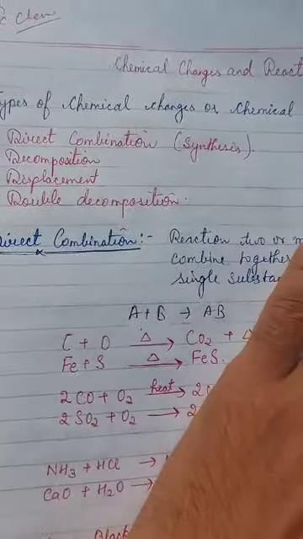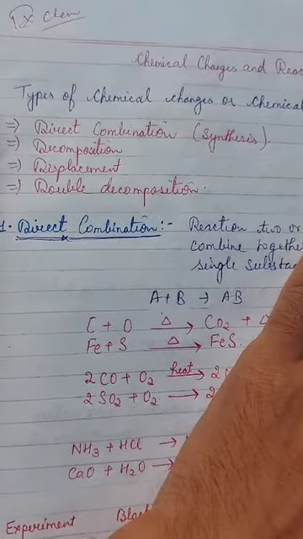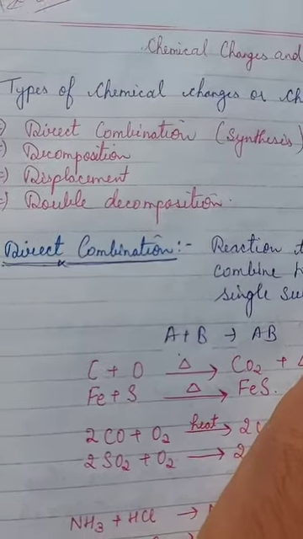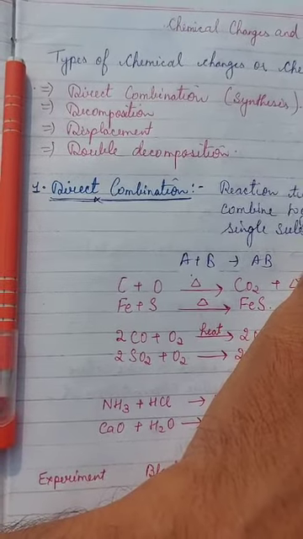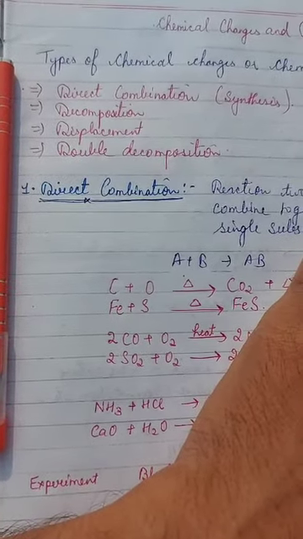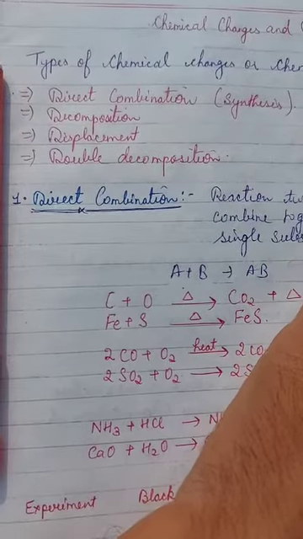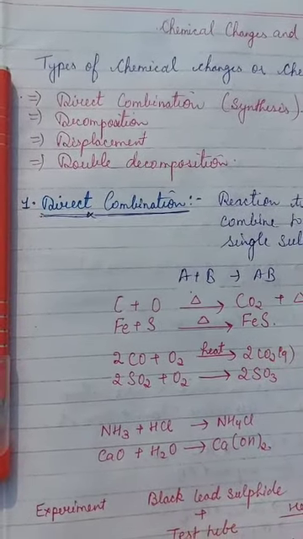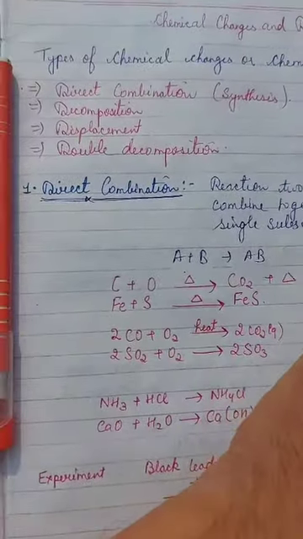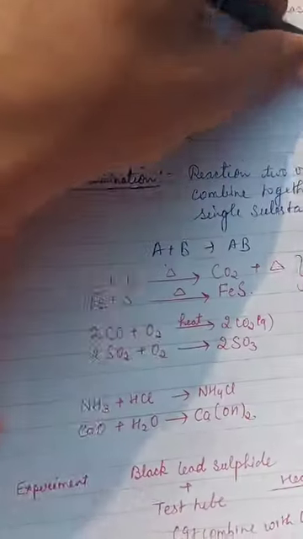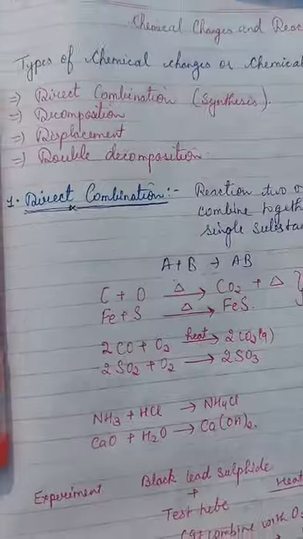There are four types of chemical changes or chemical reactions. The first one is the direct combination reaction, the second is decomposition, the third is displacement, and the fourth is double decomposition. One by one we will study each type, and then we'll see examples to understand the concept of all four types.